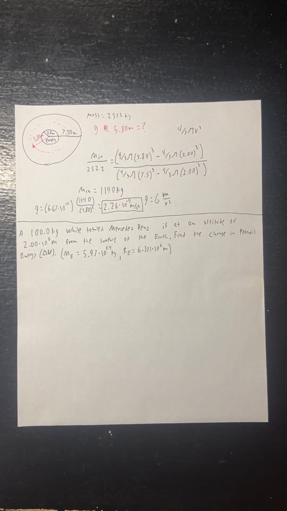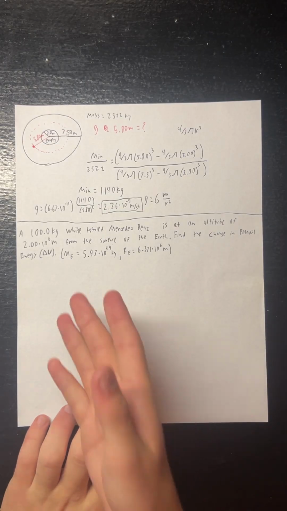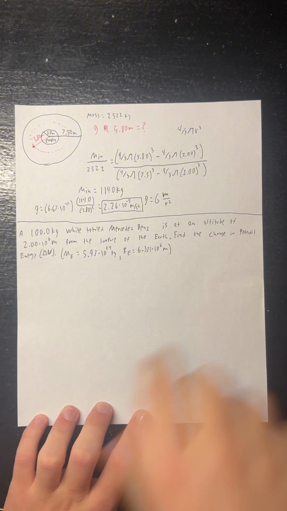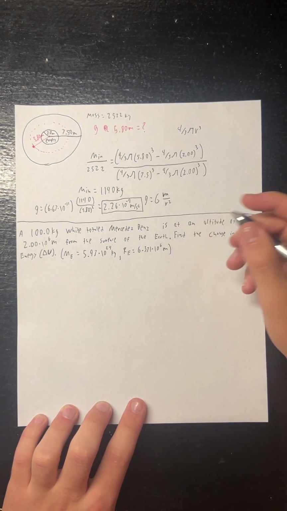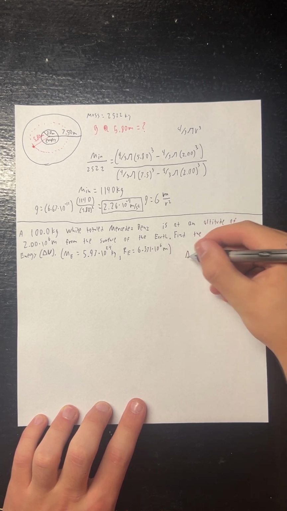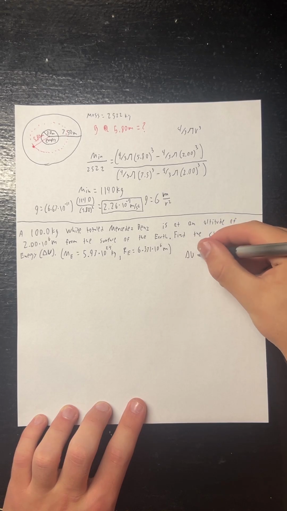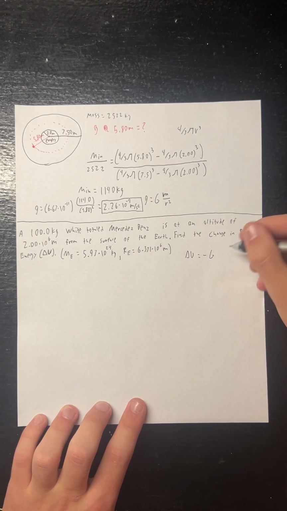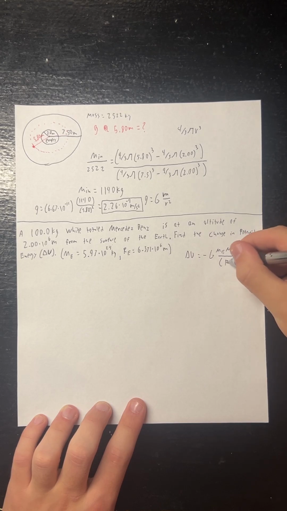Okay, the next question asks: a 100 kilogram white totaled Mercedes-Benz, tragic, is at an altitude of 2 times 10 to the 6 meters from the surface of the Earth. Find the change in potential energy, or delta U. The mass of Earth and radius of Earth are given. So this question is pretty much testing delta U, which equals negative G M_E times the m of the thing, in this case the Mercedes-Benz, so we'll just do m, over the radius.